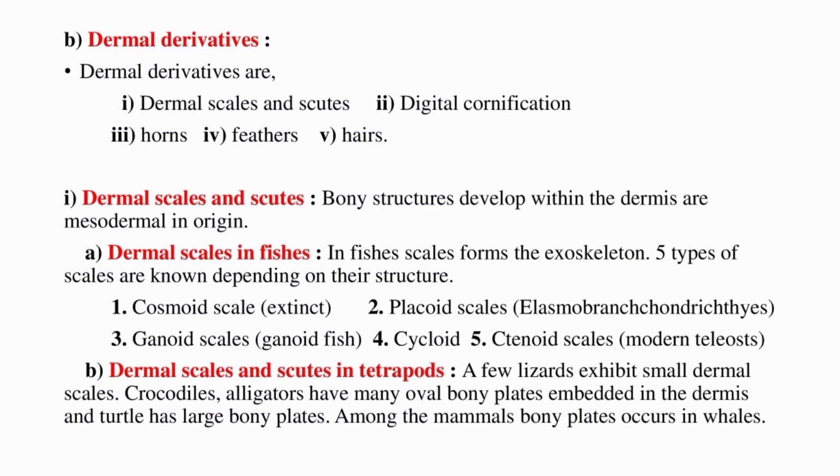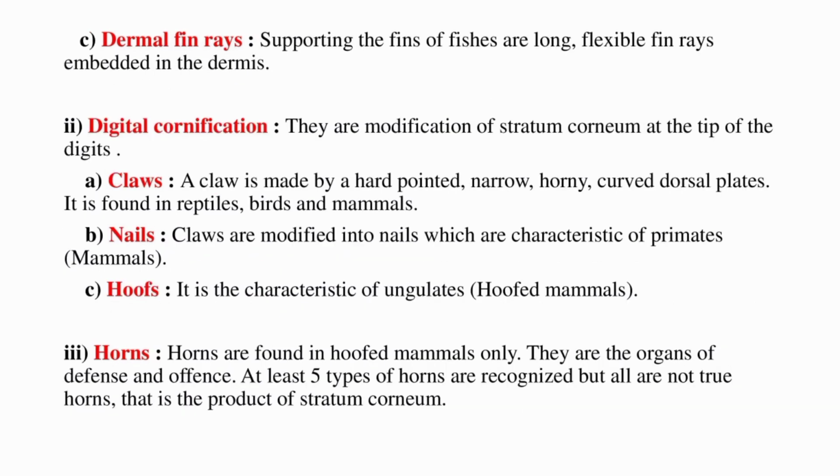Crocodiles and alligators have many oval bony plates embedded in the dermis, and a turtle has large bony plates. Among the mammals, bony plates occur in whales. Dermal fin rays supporting the fins of fishes are long, flexible fin rays embedded in the dermis. Digital cornification, they are modifications of stratum corneum at the tip of the digits.